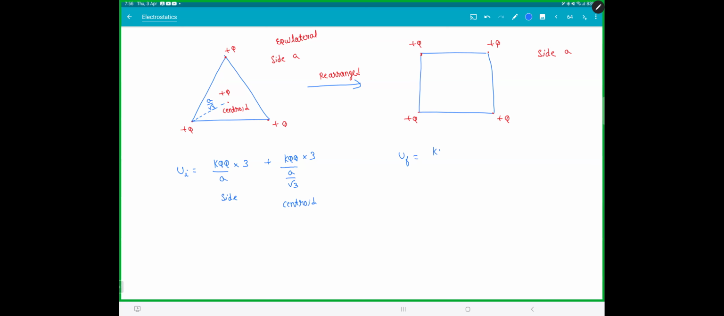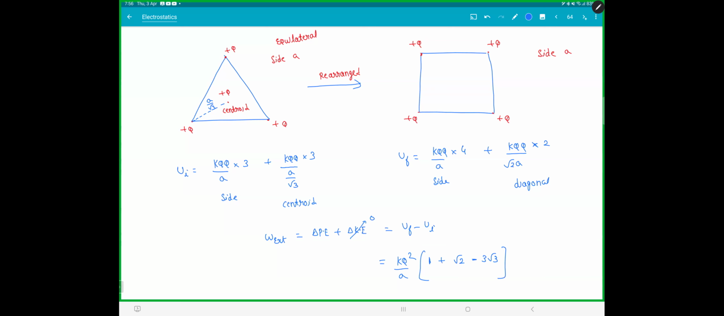U final, KQQ by A into 4. These are also side pairs. Plus KQQ by root 2A. These are the diagonal pairs. There, total 6 and 6. Work done by external force is change in potential energy plus change in kinetic energy. Here the system is initially at rest, finally at rest. So this is U final minus U initial. So if you subtract this, you will get KQ square by A common. The 4 minus 3 side pairs, that will cancel 1, plus root 2, minus 3 root 3. Check, that's your answer.